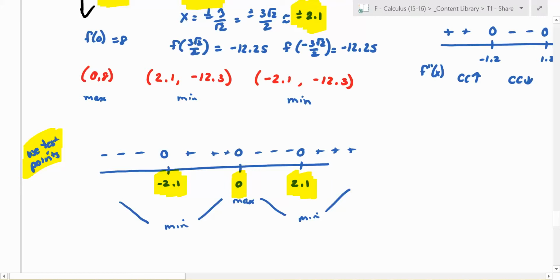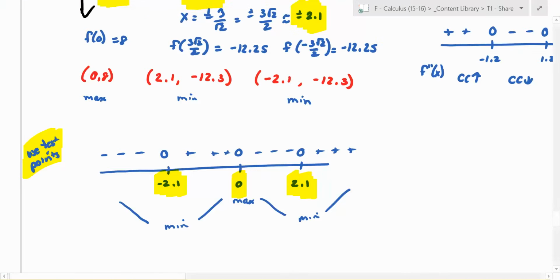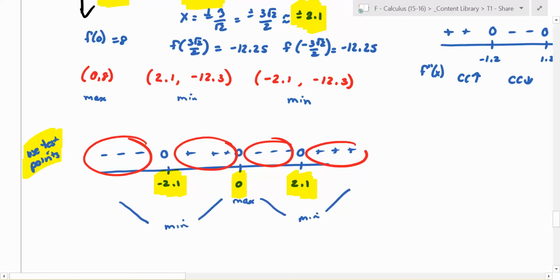So how many regions do you have? How many regions do you see on the sign diagram? 1, 2, 3, and 4. You're going to have to test points. So maybe negative 3, maybe negative 1, 1, and 3, and come up with the sign diagram.